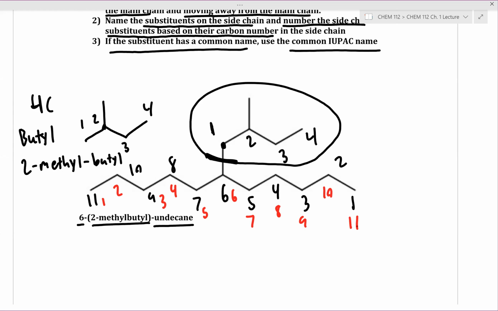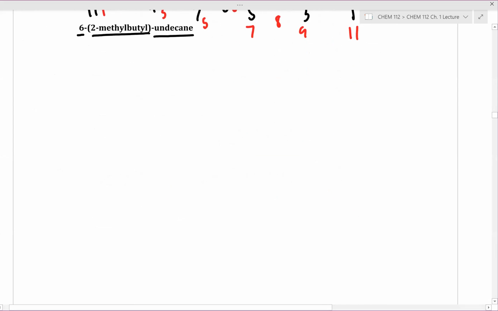Thankfully, the majority of these complex side chains you'll see have a common name. That's why I showed you all the common names. For example, tert-butyl, isobutyl, isopropyl, and we'll be using those in this next section. Does that make sense? Okay, so let's start applying.